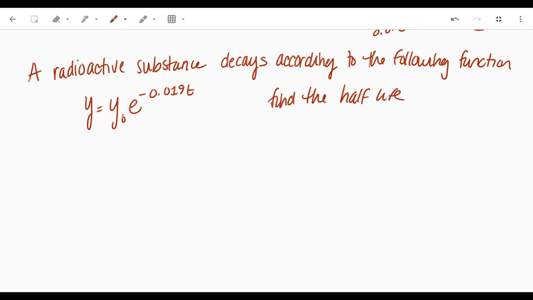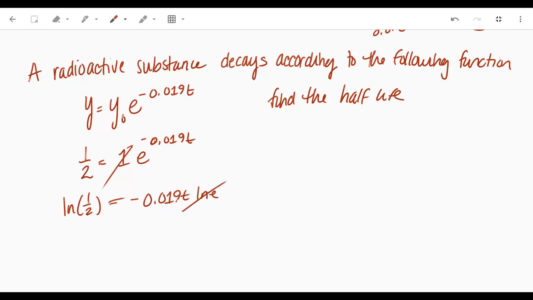Okay, so we want to know when we have half of what we started with. Not double as in the previous one, but half. Okay, so we can get rid of that 1. Natural log of both sides. Natural log of e is 1, and so we'll just divide by that negative 0.019. Okay, so natural log of 1/2 divided by negative 0.019, and we get about 36.5 days.